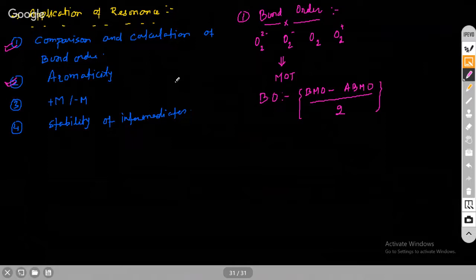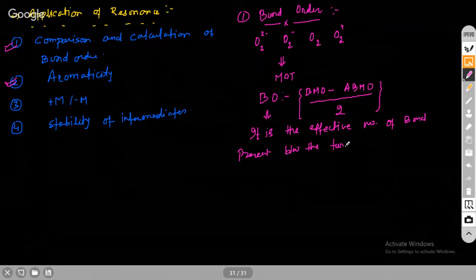So first of all, you see, bond order is what? It is the effective number of bonds between the two atoms present in a molecule. Okay, the definition of this you see: it is the effective number of bonds present between the two atoms in a molecule.